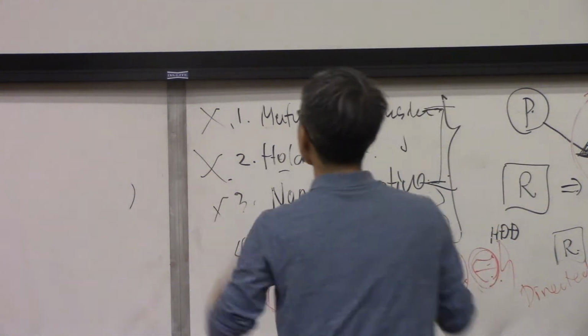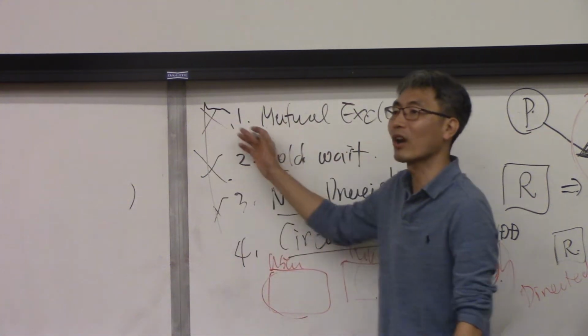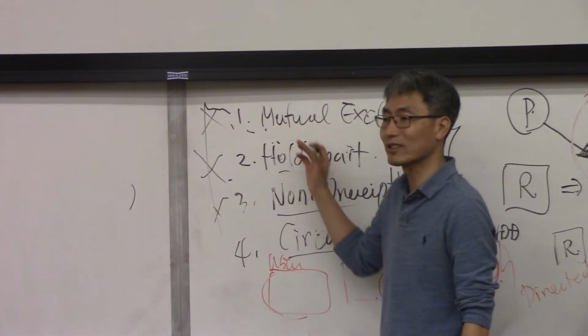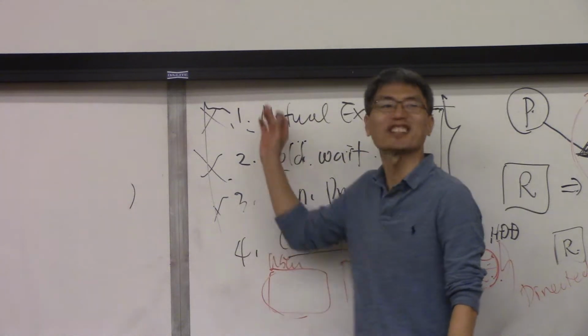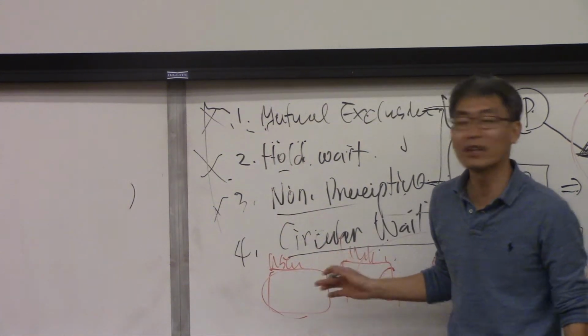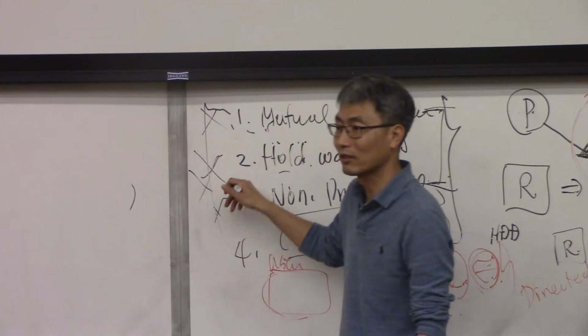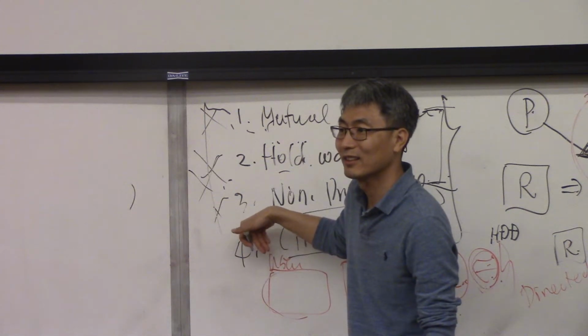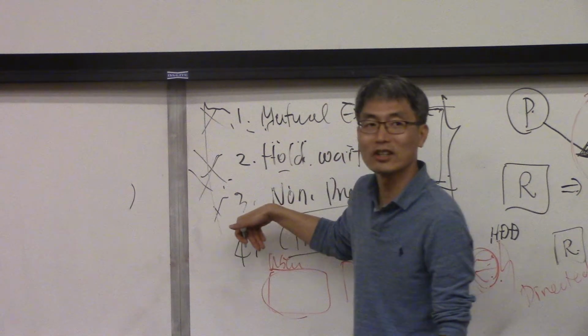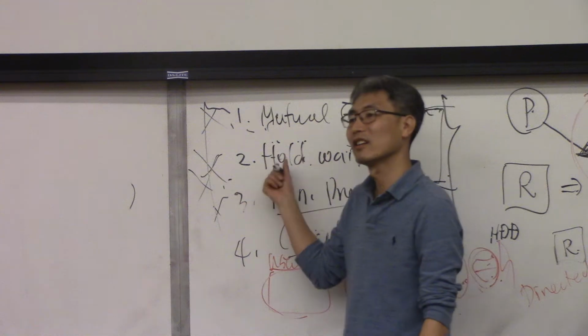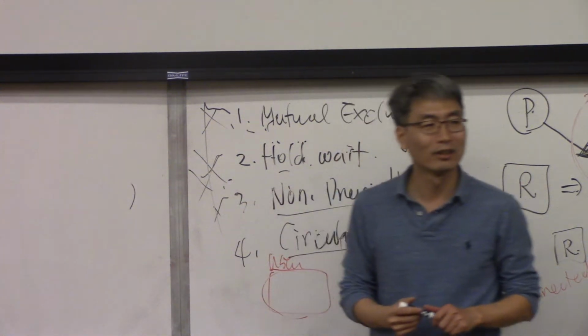So prevention is simple. You relax one of these requirements. Break the requirement. Then there's no deadlock situation. That makes sense, right? It looks easy, but practically it's not possible.